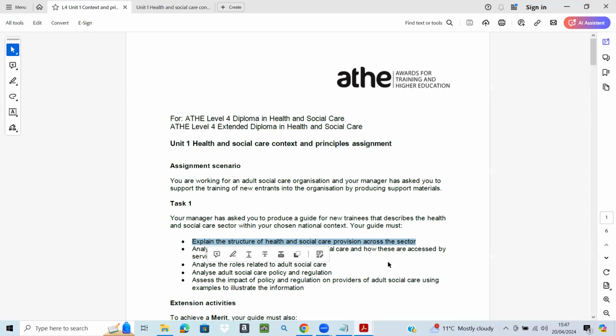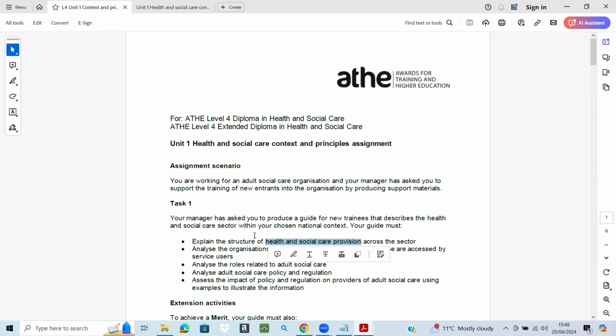The command word is explain. Excellent. Yeah, and the other one is health and social care. Right, so you are right. First, the command verb is explain, and the important keywords which we need to consider are structure, health and social care provision. So these are all the important words, or keywords, which we need to answer. We always need to explain what the structure of health and social care provision is across the sector.